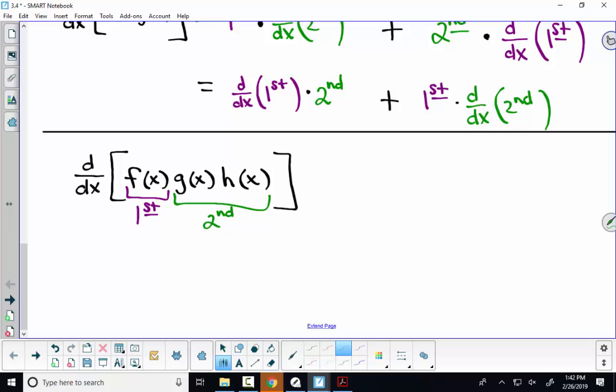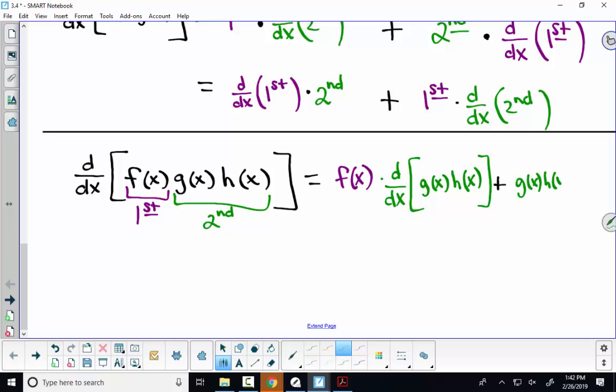So the way we would have to approach this is we would have to say, well, this is equal to the first times the derivative of the second. So see, I'm not worried about how many functions I have. All I'm worried about is, well, it's a product. So I'm just going to apply the product rule. So it's the first times the derivative of the second. Plus the second times the derivative of the first.